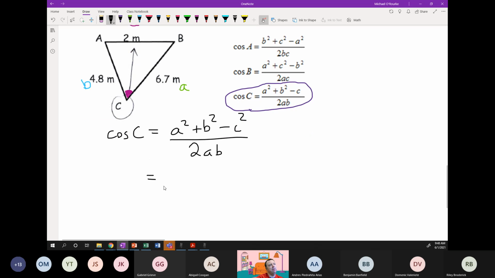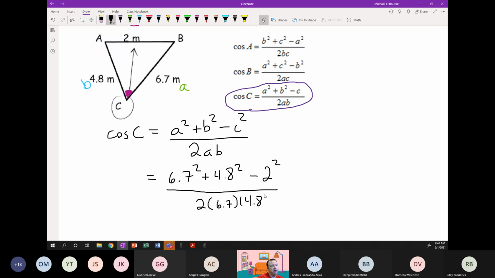Now it's the same as before, we're just going to fill in our numbers. So that's 6.7 squared plus, where's my B side? 4.8 squared. Do you guys want me to color code my numbers right now? Yes or no? Nah? Okay. No one's saying yes. Minus 2 squared, divided by 2 times, what's my A side? 6.7 times 4.8.